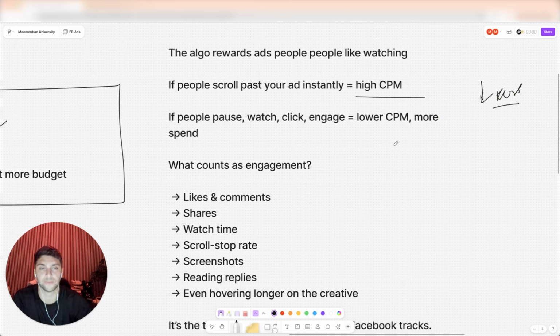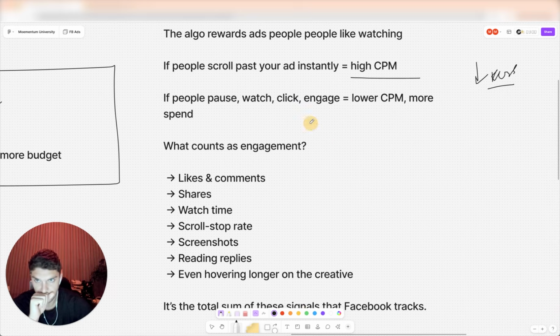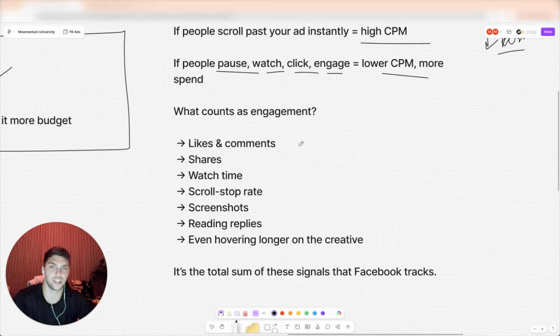We want to make ads that give us low CPMs, and I'm going to go over the metrics that you want to look for. The more people pause, watch, click, engage, the lower the CPM, the more spend Facebook will put behind that ad. What counts as engagement? Pretty straightforward. Likes and comments, shares, watch time, scrolls, screenshots, reading replies, even hovering longer over the creatives.